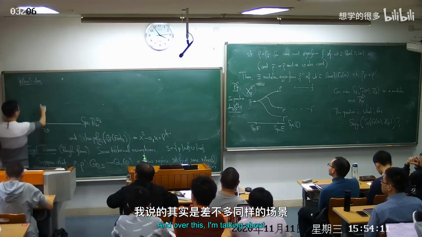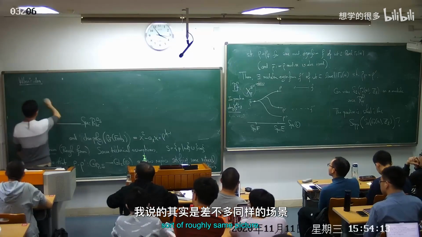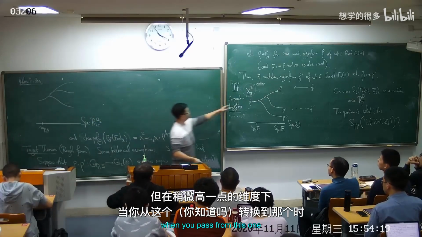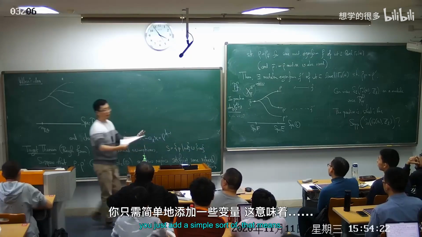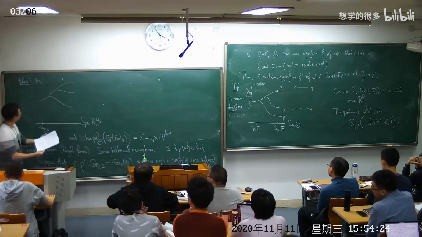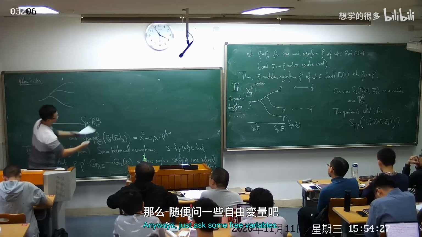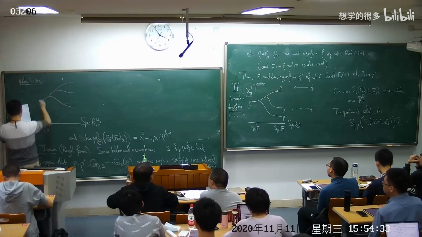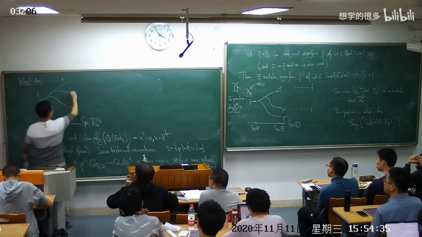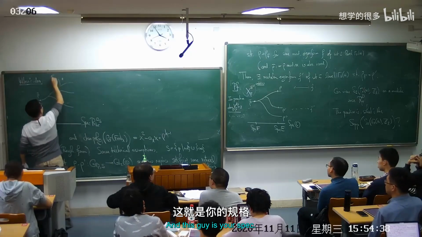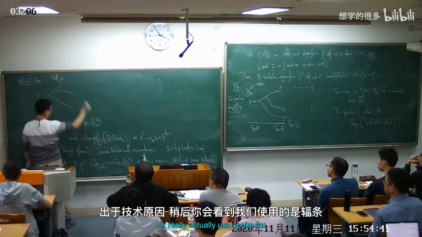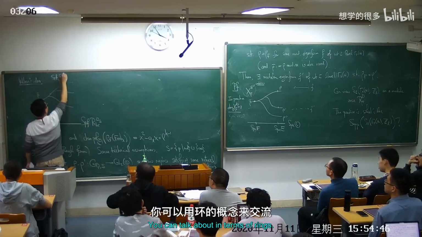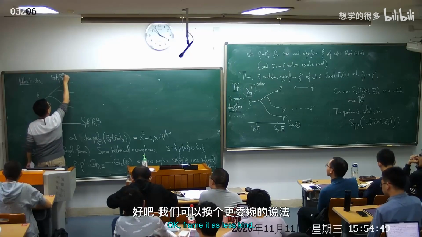And over this, I'm talking about roughly the same picture, but with slightly higher dimension. When you pass from this one to the framed one, you just add some dummy free variables. But the irreducible components don't change. So still you have some rho bar here, and this is your Spec, or maybe I should use Spec for a technical reason you're going to see later. Doesn't really matter. This is alpha. You can talk about it in terms of rings. Okay, frame at S.